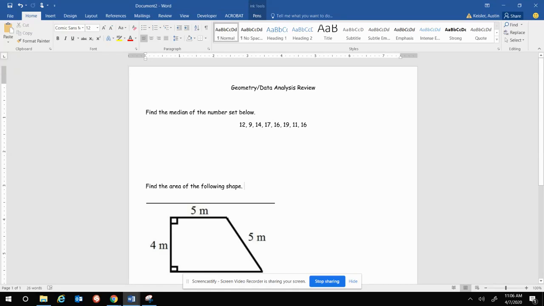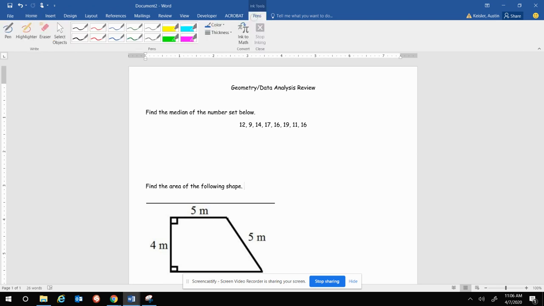All right, we're going to start looking at a review of geometry and data analysis. So our very first question says, find the median of the number set below. The first thing we can never forget is to order these numbers least to greatest. So I'm going to go ahead and do that. I get 9, then 11, then 12, then 14 and 2 16s, and then lastly just a 17 and a 19.